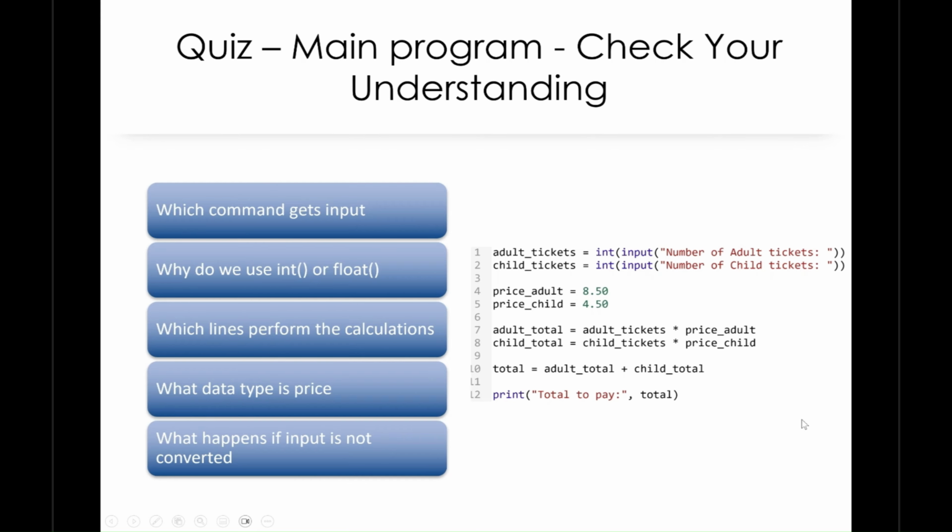And finally, let's have a look at 5 quiz questions from the main program to check your understanding. Okay, question number 1, which command gets input? Question number 2, why do we use int with brackets or float with brackets? Question number 3, which lines perform the calculations? Question number 4, what data type is price? And question number 5, what happens if input is not converted? Okay, pause your video and we'll go through the answers shortly.